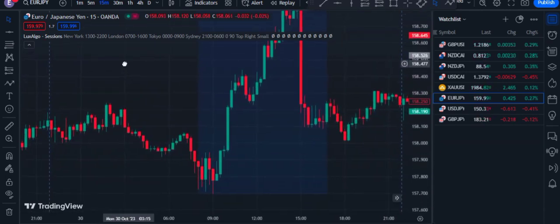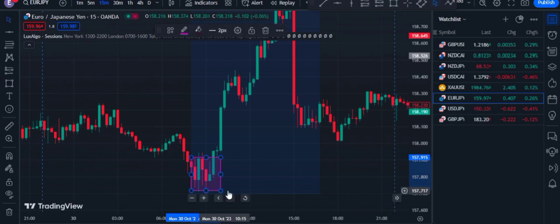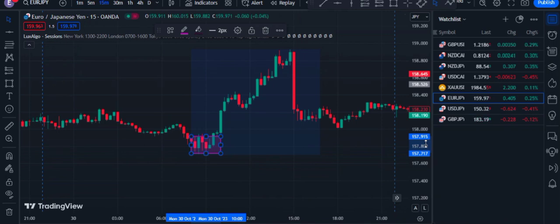This is another example. This is on the 30th of October 2023. You see that the market closes above our zone right here. Now I want you to take note of something. You don't enter the trade when our candle did not close above or below. You only enter the trade when the candle closes above or below our zone. That is when you enter the trade.